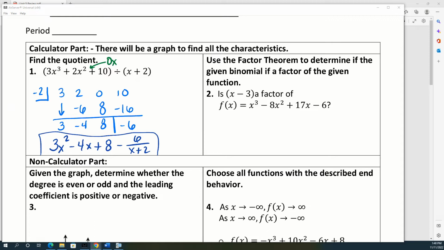Okay, number 2 asks us to use the remainder theorem to determine if the given binomial is a factor of the function that's given. All right, so we're going to do synthetic division again. So since this is a -3, we're going to put +3. This time there weren't any terms that were skipped, so we don't have to fill in any zeros.